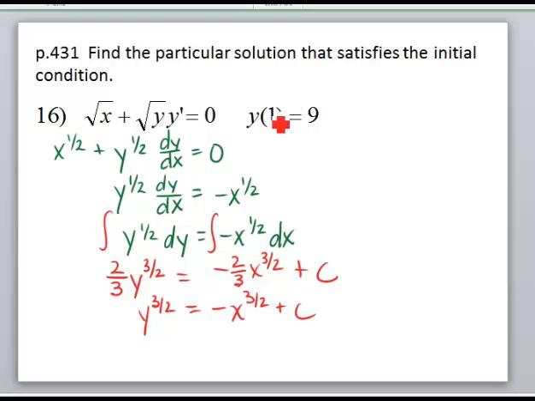Now I'm going to plug in this condition. So I know that y is 9 and x is 1.